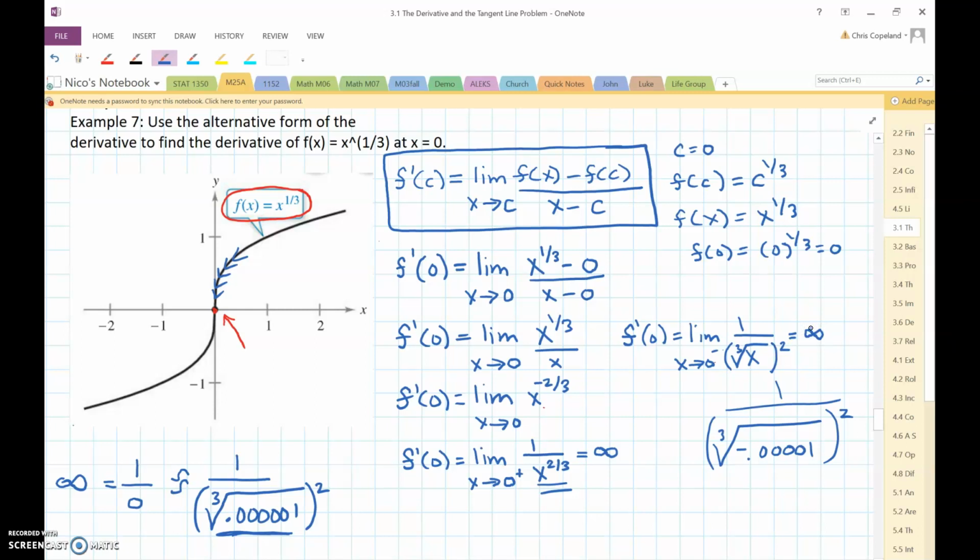Okay, so you can't really have a slope of infinity. Well, all that is telling us here is, you would say that the derivative at 0 does not exist. That's technically the answer. Okay, because that's this line here. That's slope undefined.